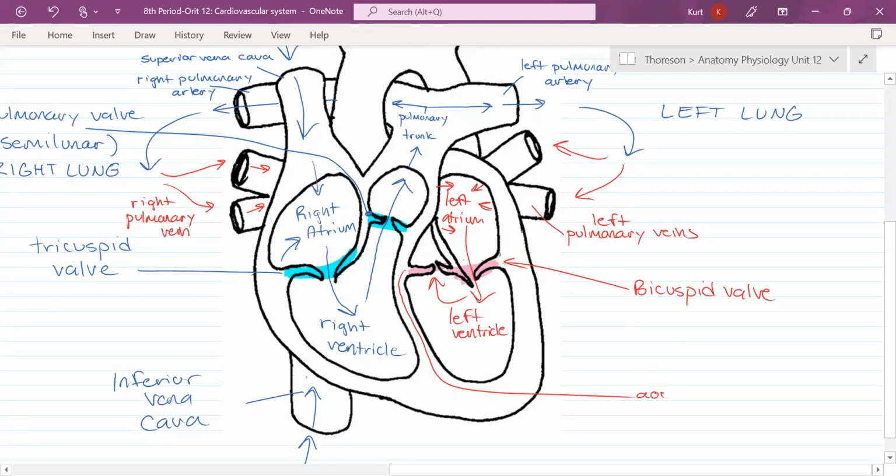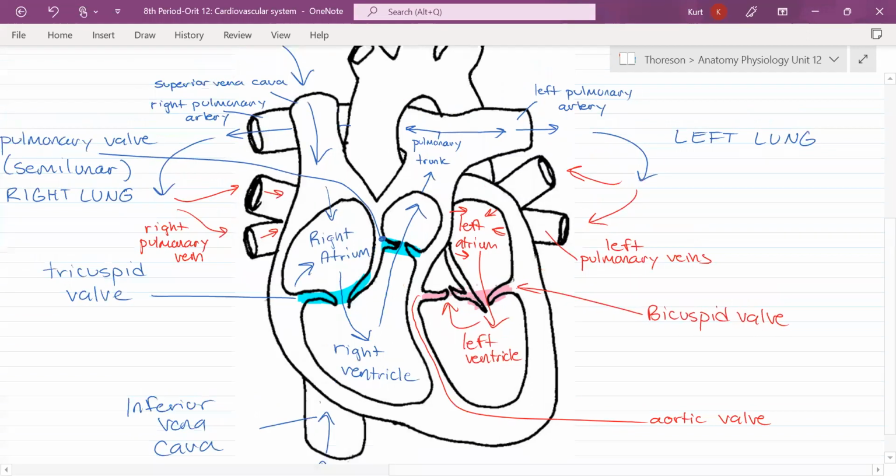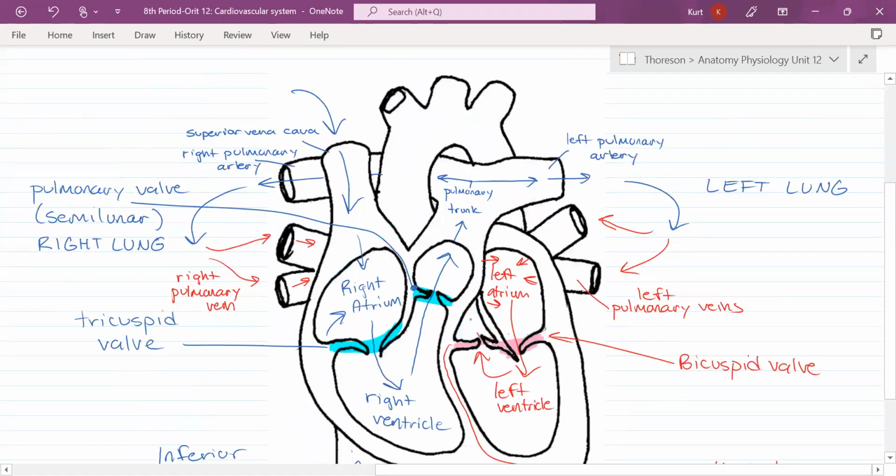This is your aortic valve. You can also call it your semilunar valve too. Now, I want you guys to travel up the aortic arch. Now, this is going to be tricky for you to see without help. Let's put this up front.